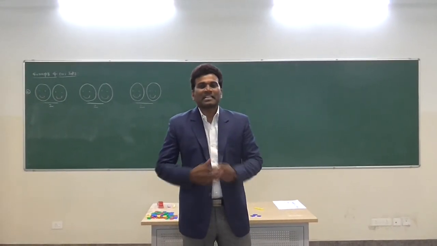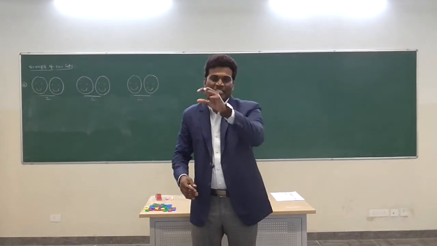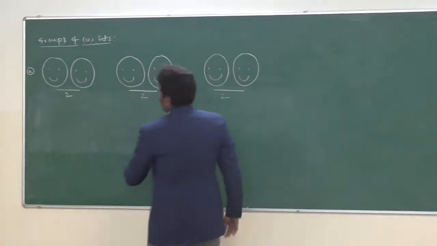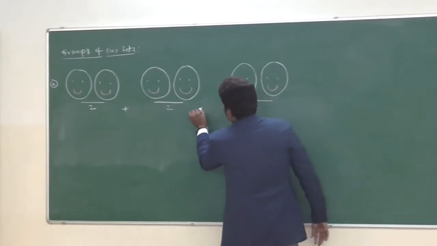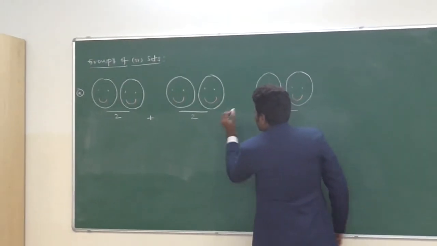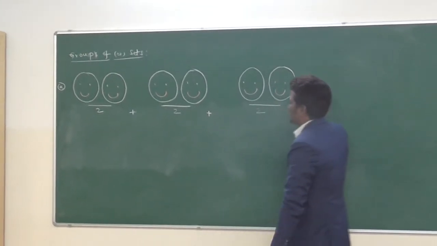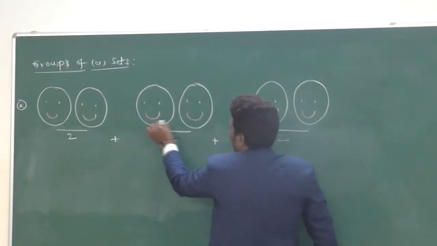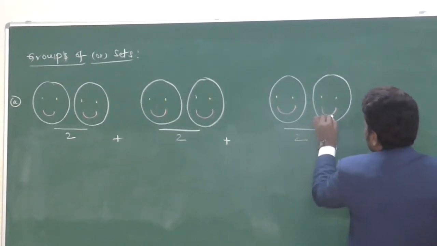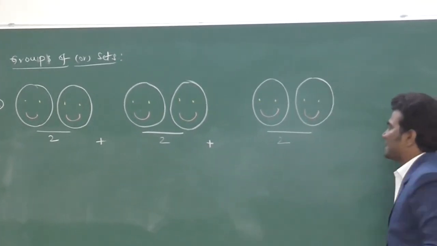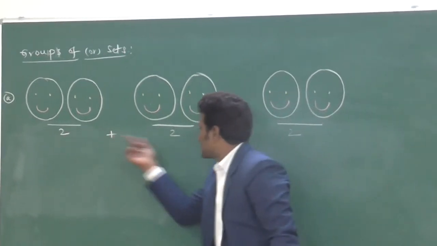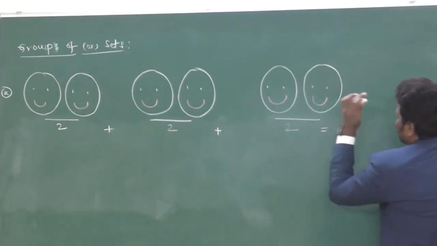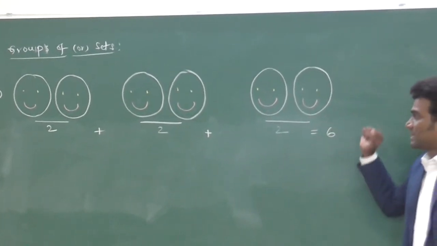Now we'll add these groups. Adding means combining them and then counting. The addition symbol is plus. In our first example, there are 1, 2, 3, 4, 5, 6 smileys. 2 plus 2 plus 2 is equal to 6. So a total of 6 smileys are there.